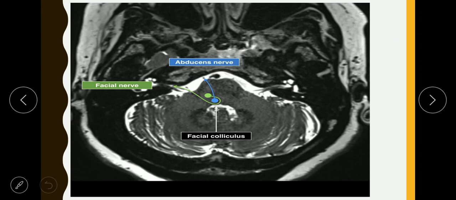So in this image, as we all can see, this is the abducens nerve emerging from the abducens nucleus or the sixth cranial nerve nucleus, and this green colored nucleus is that of the facial nerve, or that is the facial nucleus. The fibers from the facial nucleus, that is the facial nerve, as they emerge, they move behind the abducens nucleus and form an elevation here which is known as the facial colliculus, and they emerge laterally when compared to that of the abducens nerve.